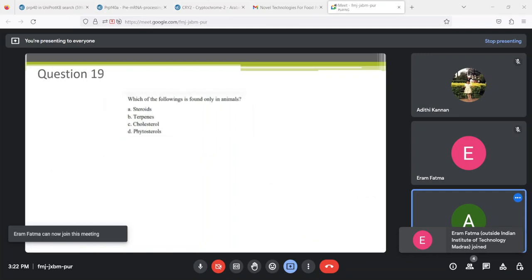Moving to question 19, which of the following is found only in animals? A. Steroids, B. Terpenes, C. Cholesterol, and D. Phytosterols. So these four are different kinds of lipid molecules. We will discuss one by one.